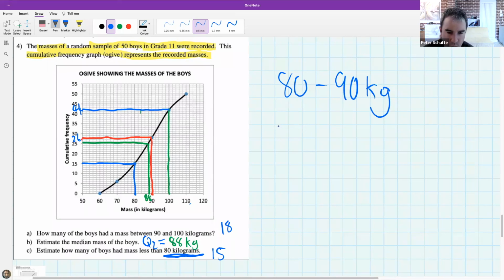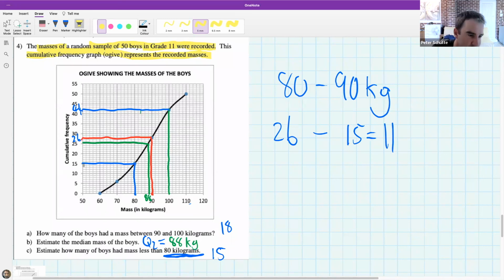So we know that there are 26 students who weigh 90 or less, and we know there are 15 students who weigh 80 or less. So how many weigh between 80 and 90? It's going to be 11. And that 11 is just sitting over here. It's this part of the curve. There are 11 students that sit between those two.